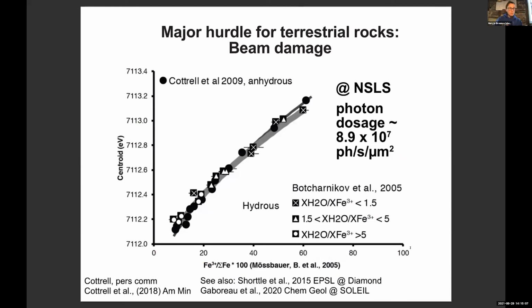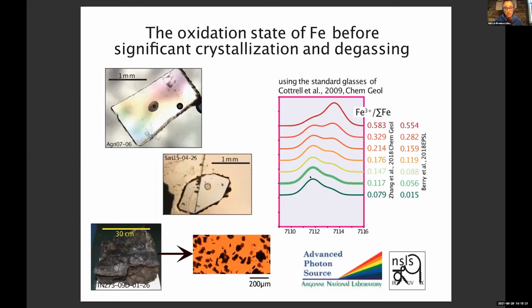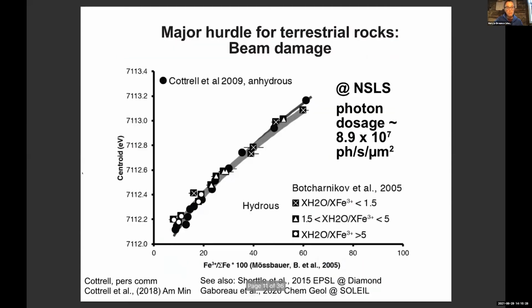Now, there's a major hurdle for this kind of work, for these fragile silicate glasses, and that is beam damage. Okay, so I'm going to show you a series of plots. The y-axis is going to be the centroid of that pre-edge feature. If you were to take the energy position of the low energy Gaussian and the energy position of the high energy Gaussian and average those two, you'd come up with the centroid energy of both of those Gaussian peaks. And in general, you can see that the centroid energy shifts to higher energies as the oxidation state of iron in the sample increases.